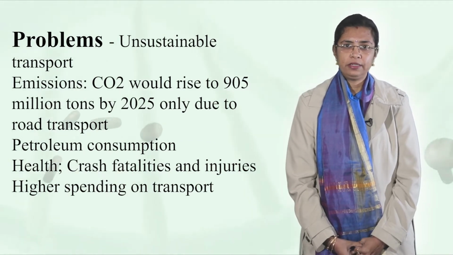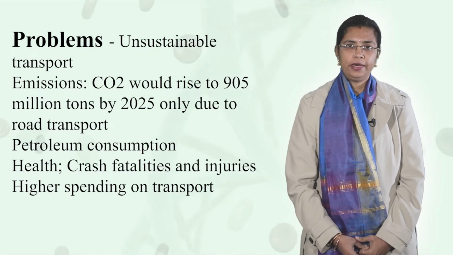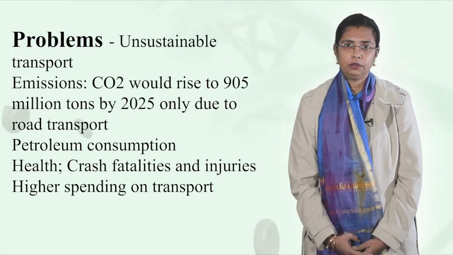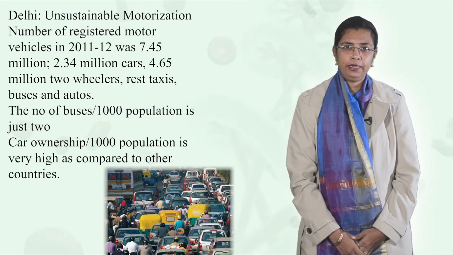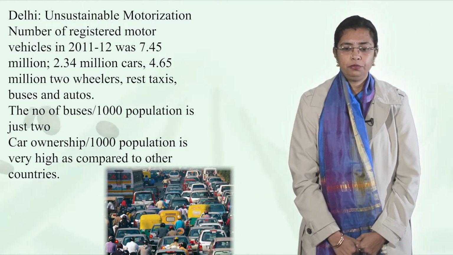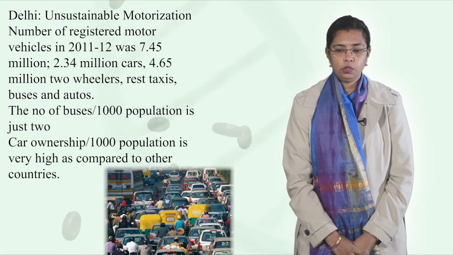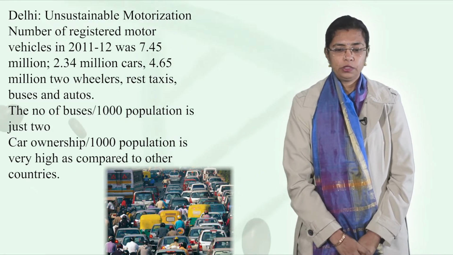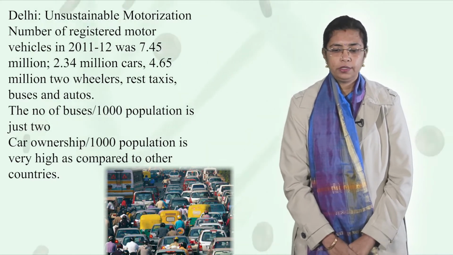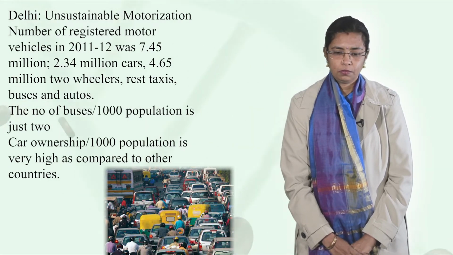Health, crash fatalities and injuries are all being affected by these things, and there is also higher spending on transport. If we take a case study of Delhi, which has unsustainable motorization, the number of registered motor vehicles in the years 2011 and 12, which is almost 8 to 9 years back, was 7.45 million. Again, the number of cars registered, the two-wheelers, taxis, buses and autos, it is really showing alarming amounts.